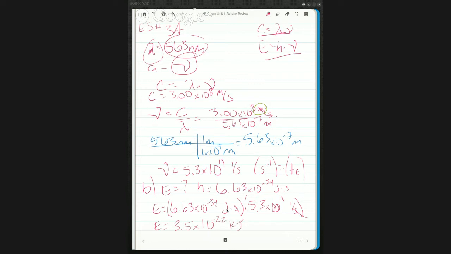And probably when you solve this, since it's in joules, it's going to actually be 3.5 times 10 to the negative 19th joules. But it asks for it in kilojoules, so what you have to do is do your bridge and remember it's 1,000. You're going to divide by 1,000 because it's 1,000 joules in one kilojoule. So when you divide by 1,000, that's how you get the negative 22. And that's how you do number 3.